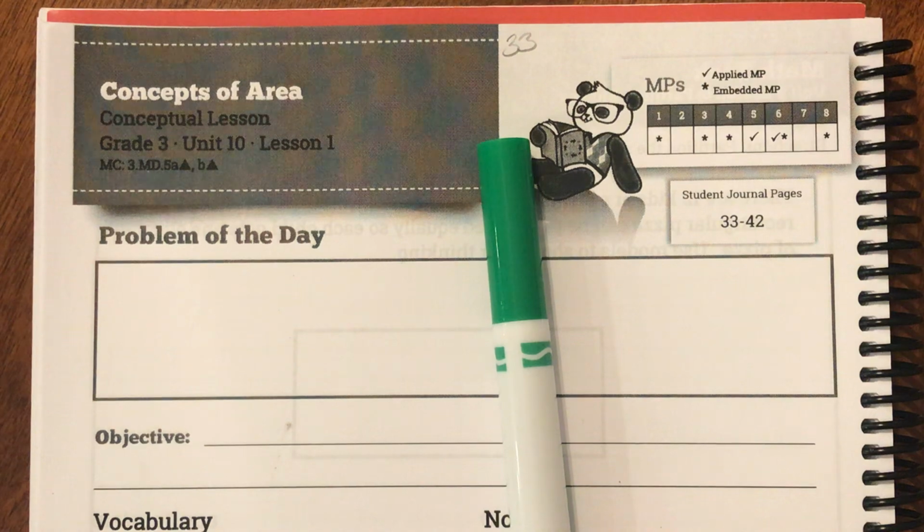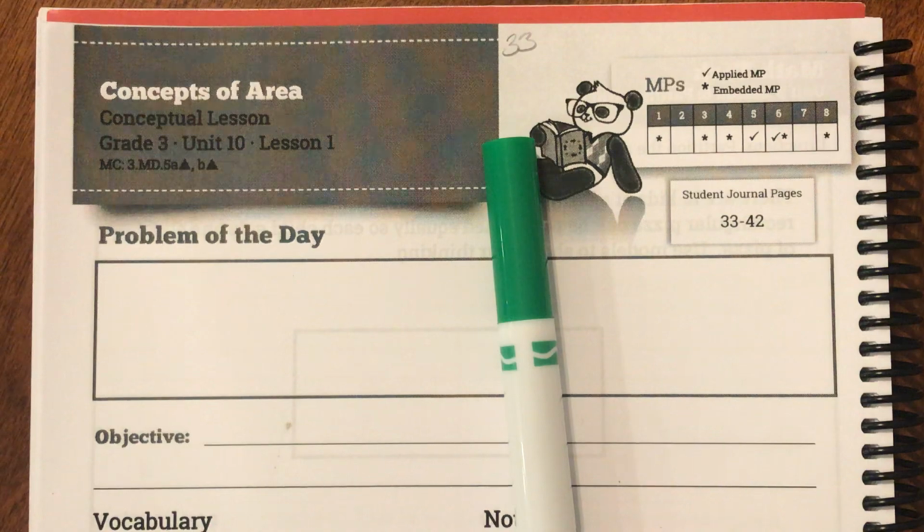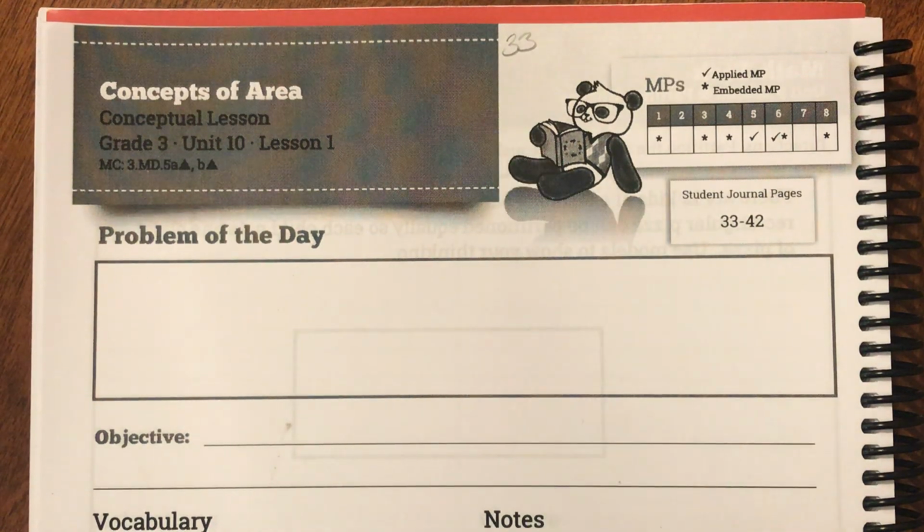I want you to write down every single thing I write down. If I'm going too fast for you, you could pause the video to get caught up. But what green means again is I want you to go with me and have everything that I wrote down. Okay, today what I need you to do is open up your student journal to page 33. So we're on page 33 of your student journal.